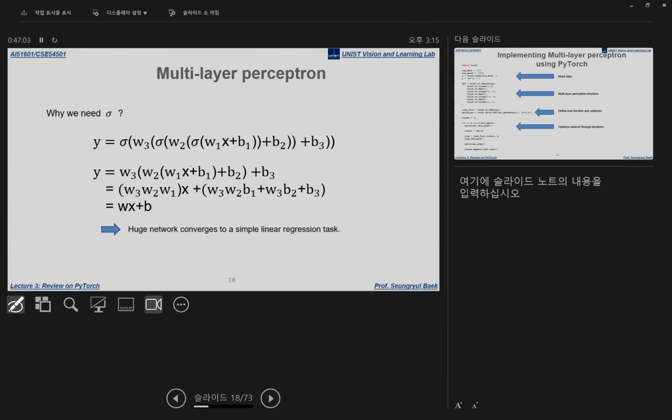Without these sigma functions, if you rewrite the overall function, their variables are simplified to be another huge linear equation. Are you guys understanding that?